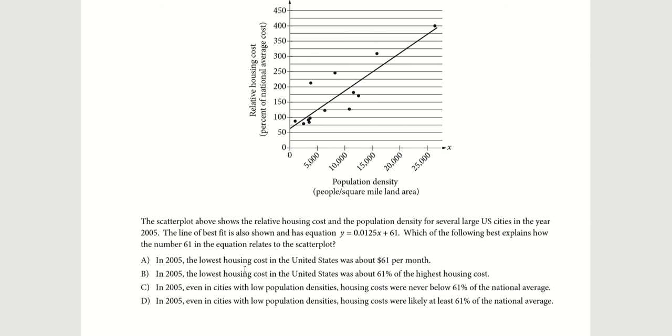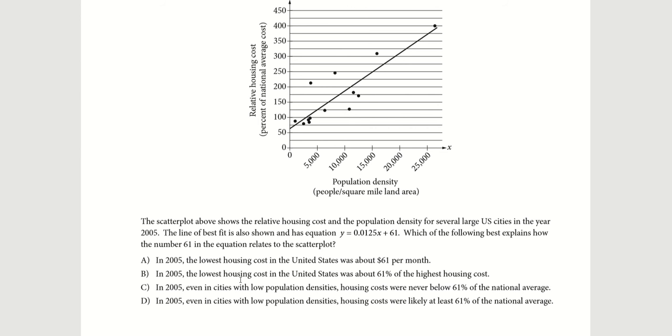A. In 2005, the lowest housing cost in the U.S. was about $61 per month. The problem with this is that none of the units on the x or even y axis are in dollars. Here the units are percent, and here you have people per square mile. So there's nowhere that you can get dollars in terms of your units for your answer. So we're going to have to throw A out for that reason. We see, however, that B, C, and D are all in percent, so at least there's that. So let's take a look at B, C, and D.